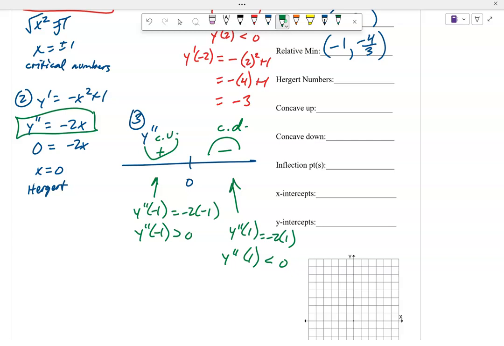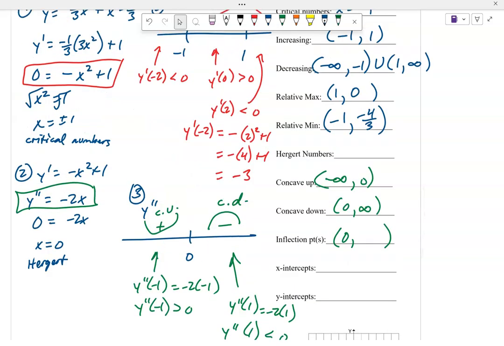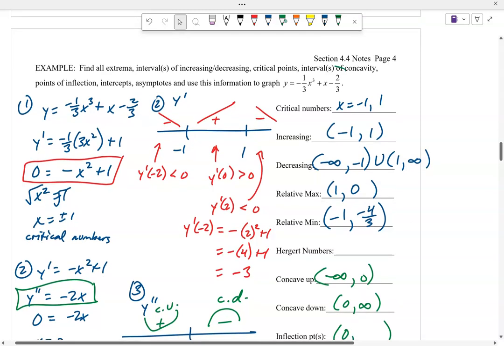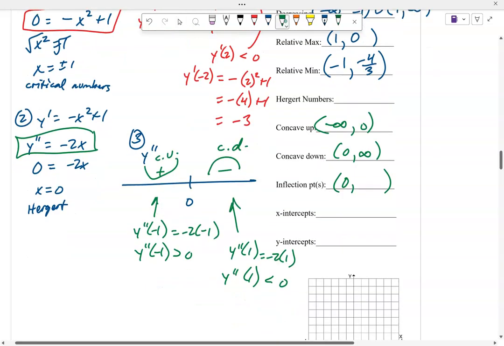So we're concave up from -infinity up to 0. We're concave down from 0 on. So there's our concavity. Did we change concavity? Yes, we did. So that x being 0 is a point of inflection, that inflection number. So I plug that into the original function. So I throw 0 in up here, I get 0 plus 0 minus 2/3, so I got -2/3 on that. There's our inflection point.